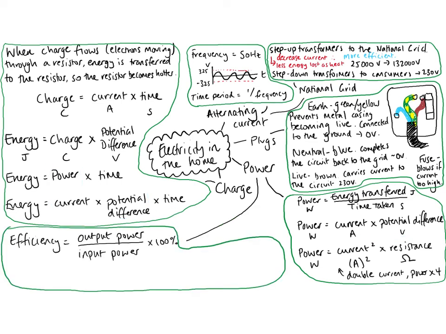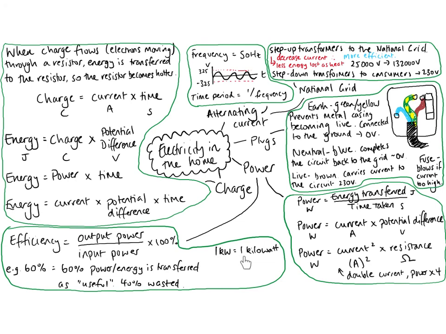At this point, it's also worth mentioning efficiency, and that is the output power divided by the input power times 100%. So for example, if you have an efficiency of 60%, that means 60% of the power, or 60% of the energy, gets transferred into the useful form. And it also therefore means that the 40% gets wasted. Also linked here and commonly seen is 1 kW. That just means 1 kilowatt, which is the same as 1000 watts. So kilo refers to 1000. So 60 kilowatts would be 60,000 watts.